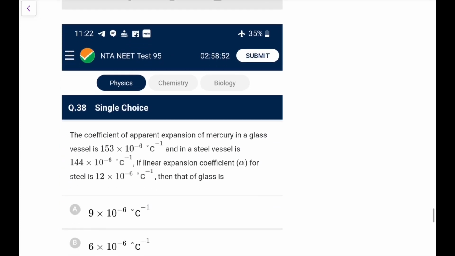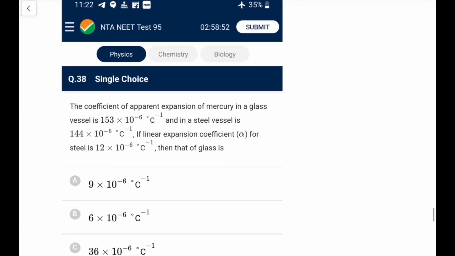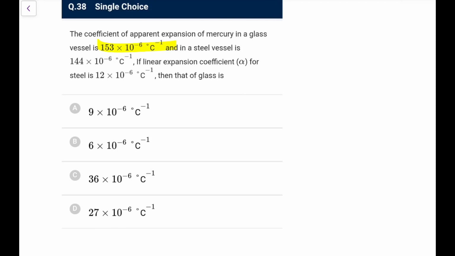Next, the coefficient of apparent expansion of mercury in a glass vessel is this, and in a steel vessel is this. If the linear coefficient alpha for steel is this, then that for glass is. So again, this question is troubling me every time, because for me gamma apparent is real gamma minus gamma of the container, and they are using the opposite formula every time. I don't know why they are using it like that. Oh, they have used the same here. Okay, so gamma apparent is this.